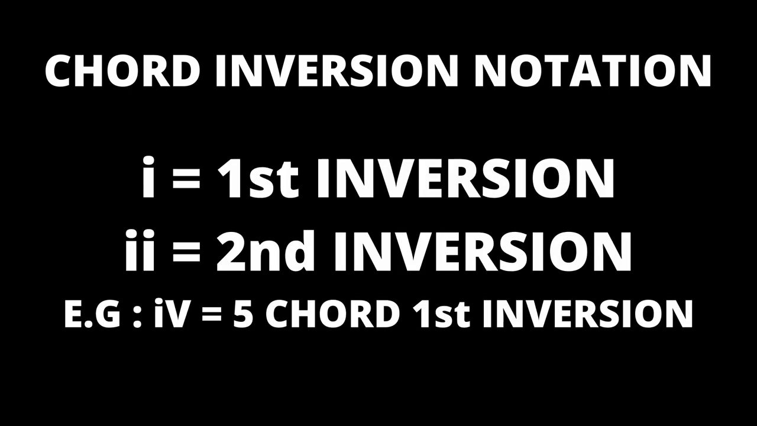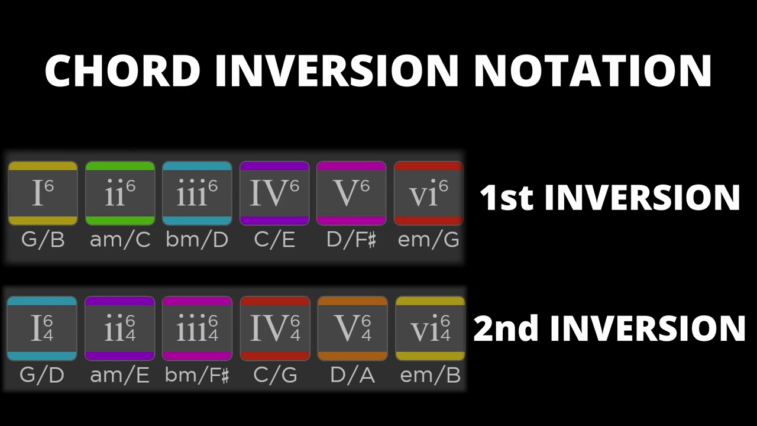You may see inverted chords written a few different ways in notation. One way is where a small I is written before the chord's Roman numeral. This is for a 1st inversion. The 2nd inversion uses 2 small I's. Another way is by using a small 6 or a 6 and 4 after the Roman numeral. The 6 is a 1st inversion and the 6 and 4 is a 2nd inversion. Finally, you may see a slash used. The letter before the slash is the chord and the letter after the slash is the bass note being played.